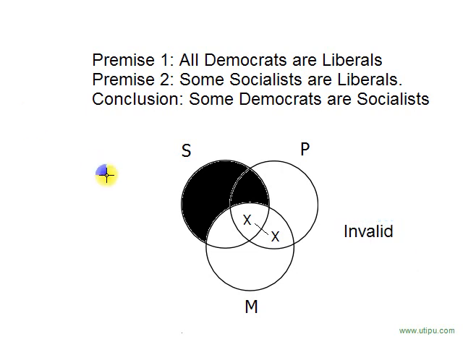And we end up with an invalid argument. So that is an example of an invalid categorical syllogism, and also an example of the X remaining floating. As a general rule, whenever you see the floating X, the argument will be invalid. Now, it can also be invalid without a floating X, but the floating X is a pretty sure sign.